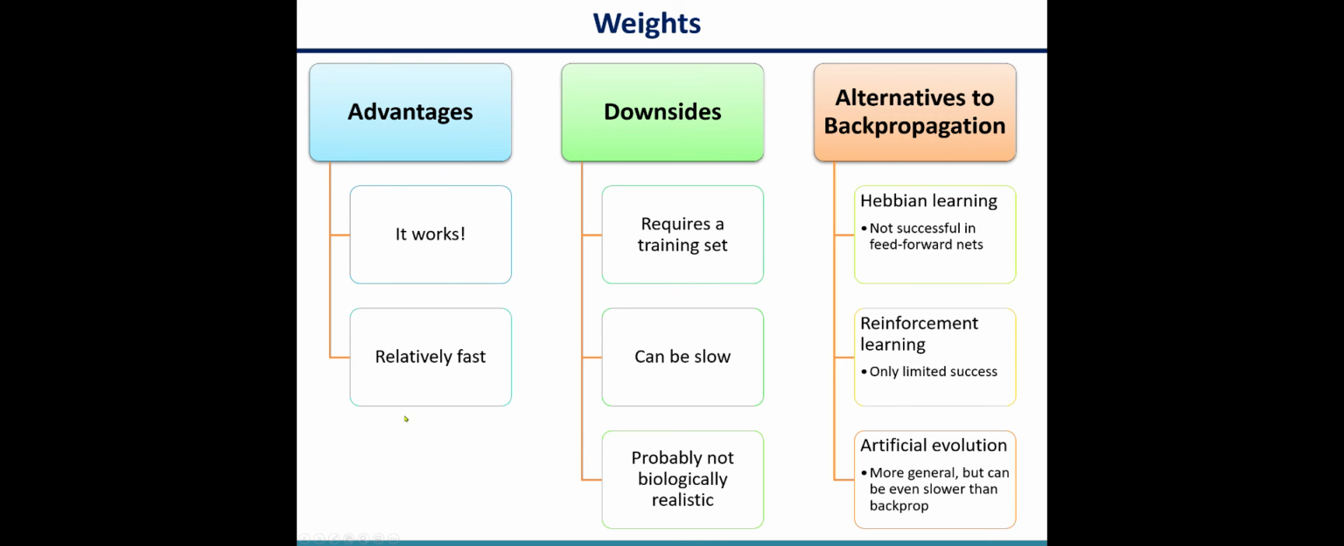So the weight approach has some advantages and disadvantages. The advantage is that it works relatively fast. The downside is that it requires a training set, can be slow, and is probably not biologically realistic. Alternatives to backpropagation: a hidden layer that is not a Hebbian layer is not successful in feed forward networks, reinforcement learning has only limited success, and artificial evolution is more general but can be even slower than backpropagation.